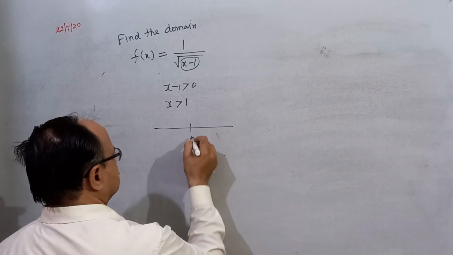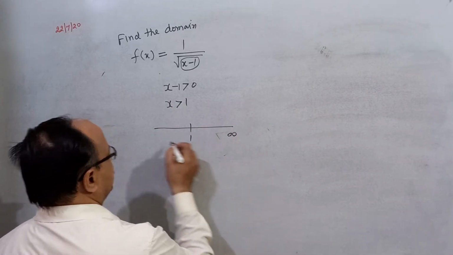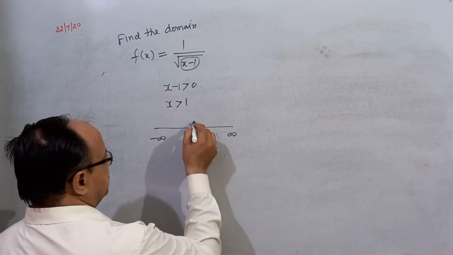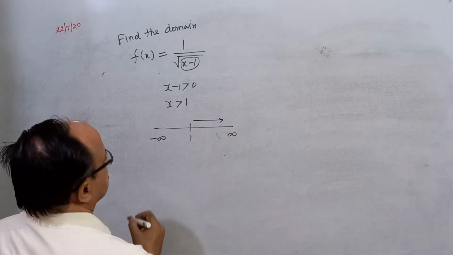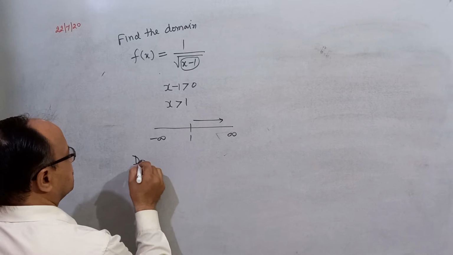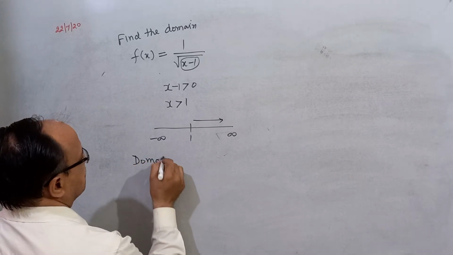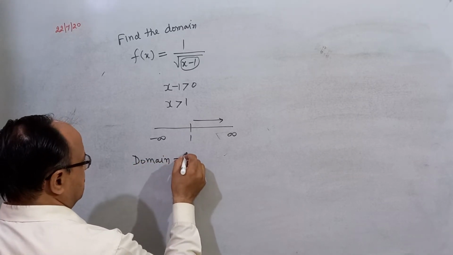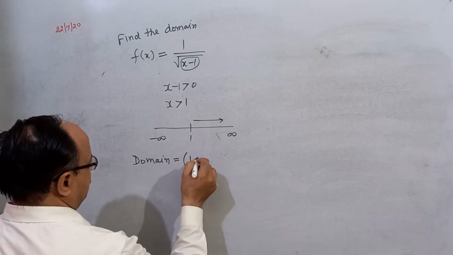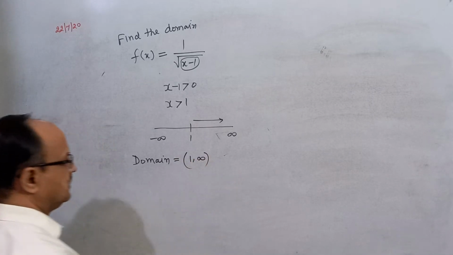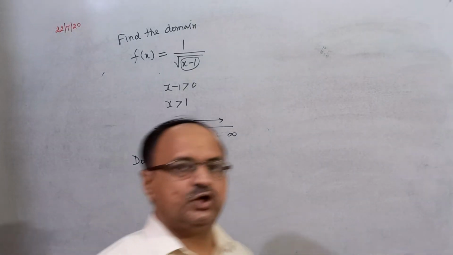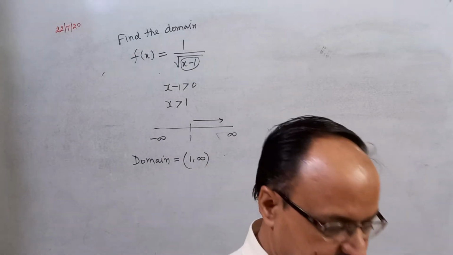X greater than 1, this is 1 and this is infinity and this is minus infinity. Greater than 1 means this portion. So therefore the domain of this function is 1 to infinity. Clear?